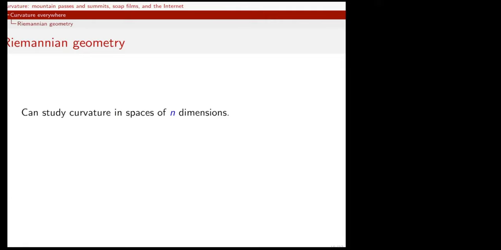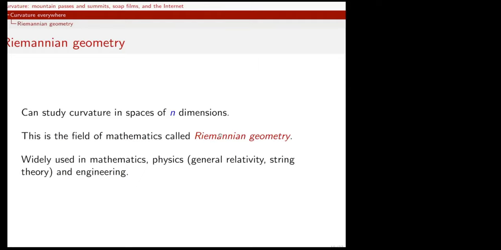Curves are objects of dimension one. Surfaces are objects of dimension two. And then there exist objects of dimension three, like the world we live in, and then four and five and six and dimension n. And there is a notion of curvature in these spaces. This is a branch of mathematics called Riemannian geometry, named after Mr. Riemann, again, someone from the 19th century.